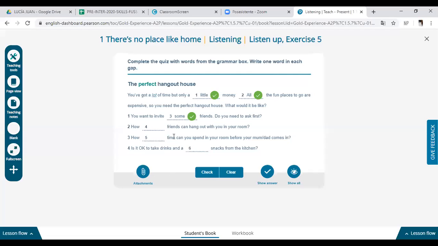Facundo Tanquilla, can you do number 4? How many friends can you hang out with? Very good. Again, we have how many because we have a question and a plural countable noun. Good.